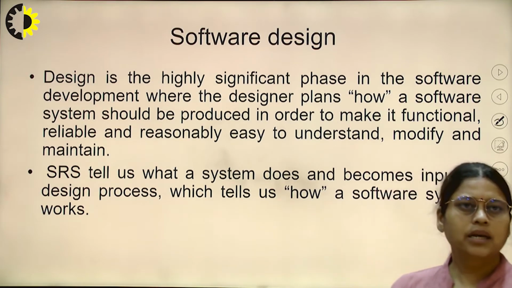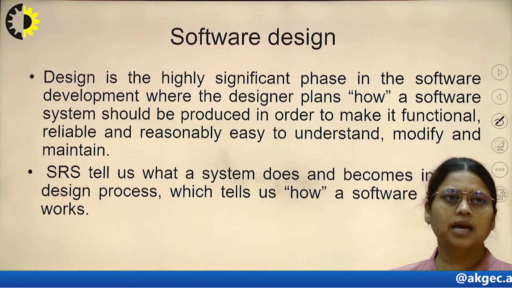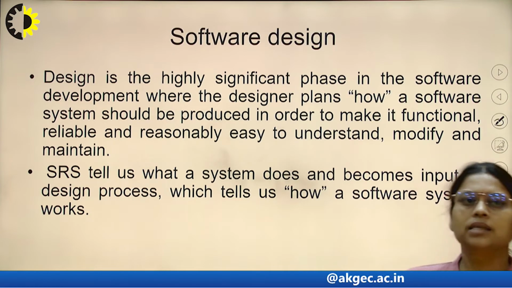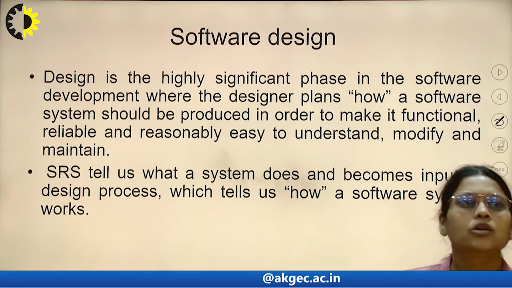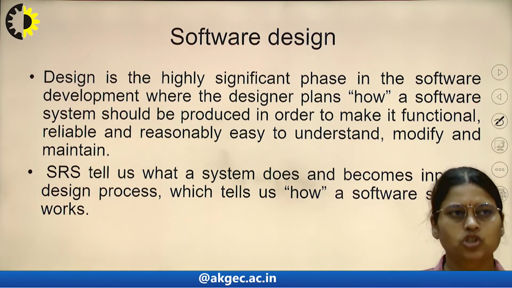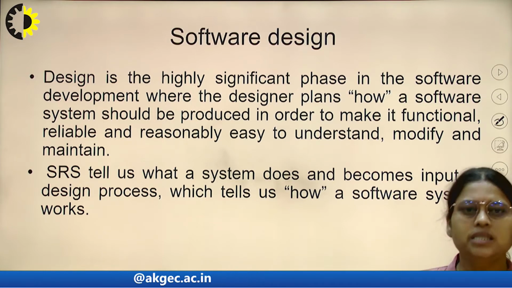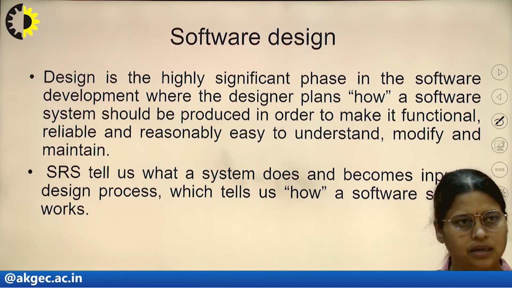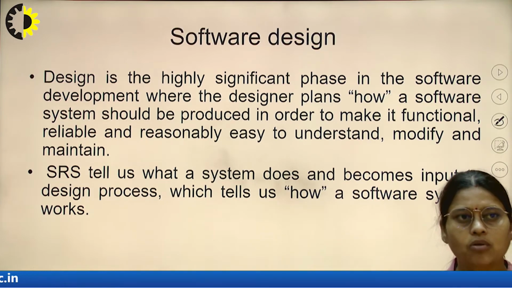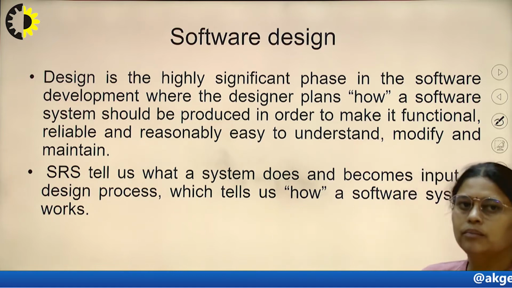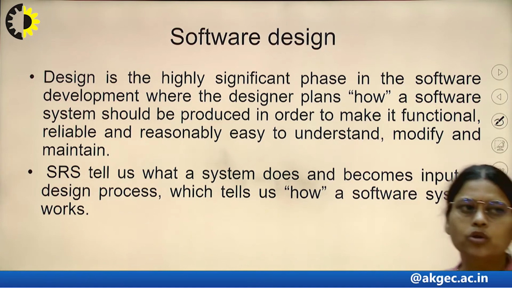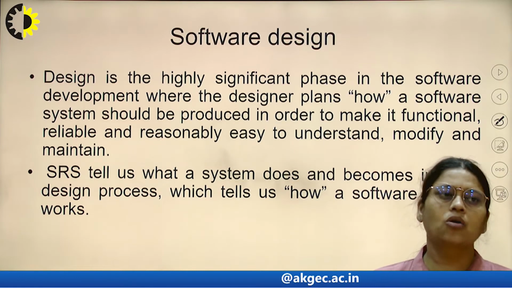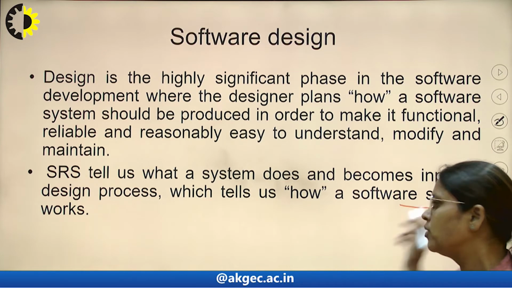Another definition of software design is that it is a highly significant phase in software development where the designer plans how a software system should be produced in order to make it functional, reliable and reasonably easy to understand, so that it can be modified and maintained easily. The SRS tells what the system does and becomes an input to the design process, and the design process tells us how a software system will work.